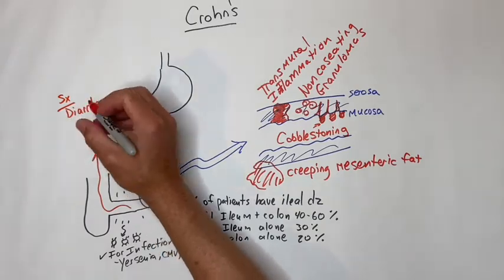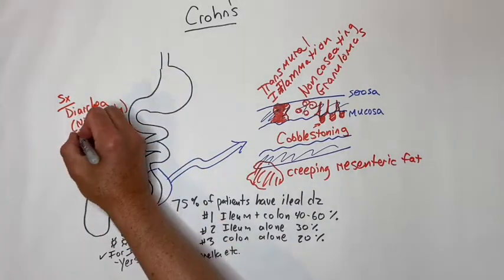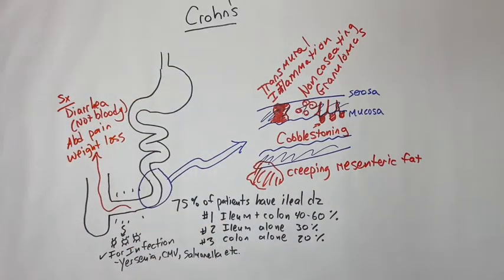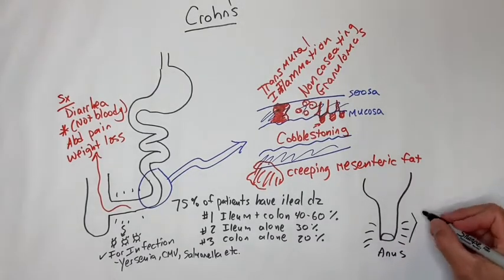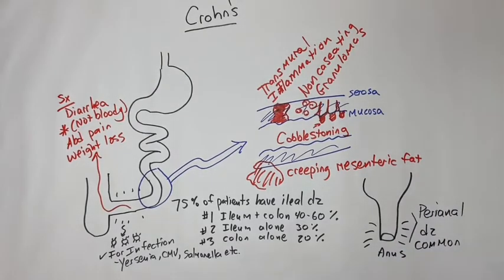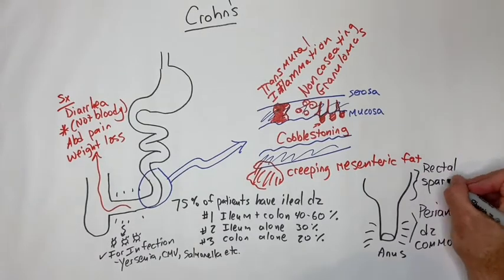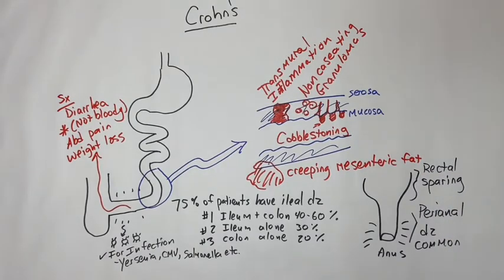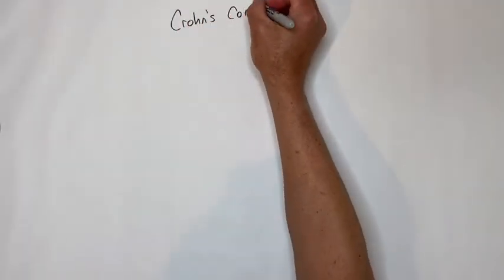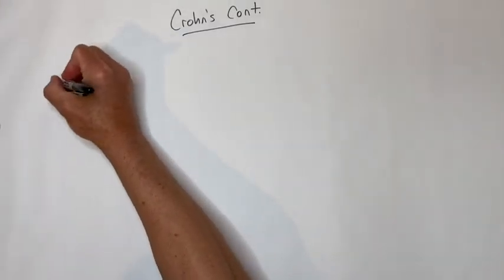Common symptoms are diarrhea, abdominal pain, and weight loss. Bloody diarrhea is actually more common with ulcerative colitis, though. Perianal disease is common in Crohn's, and the rectum is usually spared, as compared to ulcerative colitis, which is the opposite. Ulcerative colitis has no perianal disease, and the rectum is almost always involved. And ulcerative colitis doesn't involve the small intestine, so let's stop talking about it here.